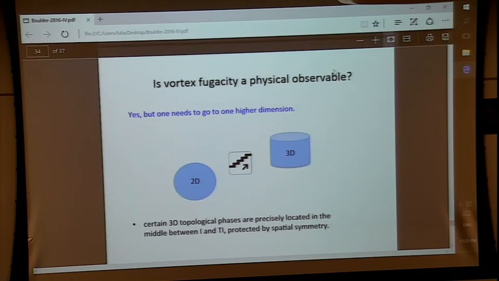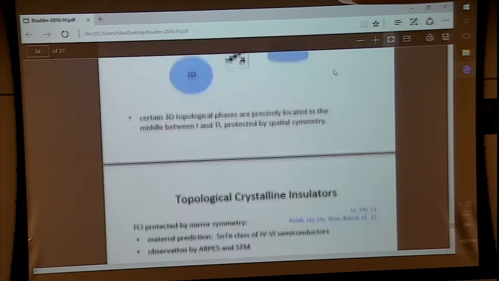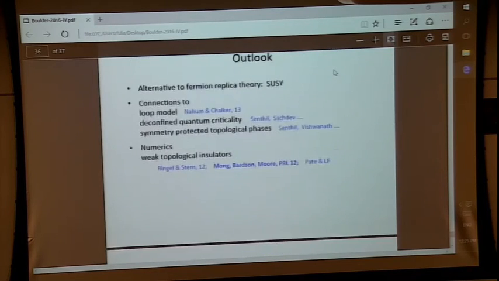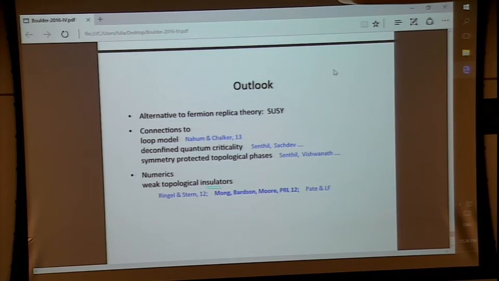Now the question is whether there is such a system. You can tune the system to a critical point, but you can also look at the surface of a topological crystalline insulator or the surface of a weak topological insulator. And I should mention these references. Numerically, people studied the surface state of a weak topological insulator in the presence of disorder, and they found that even if you keep the translation symmetry preserved on average, the system remains metallic.